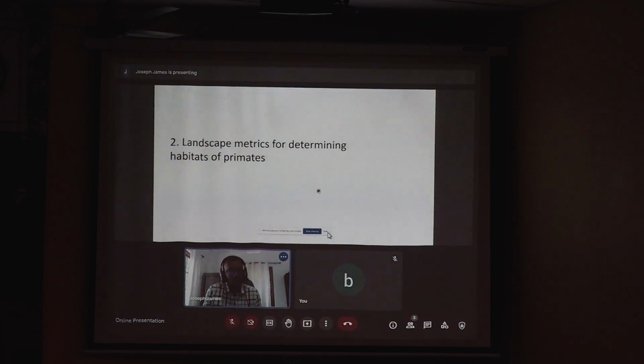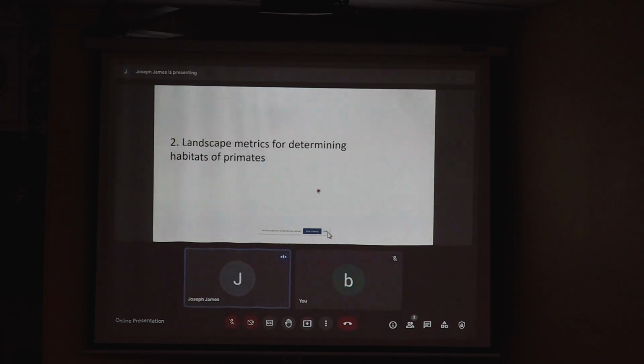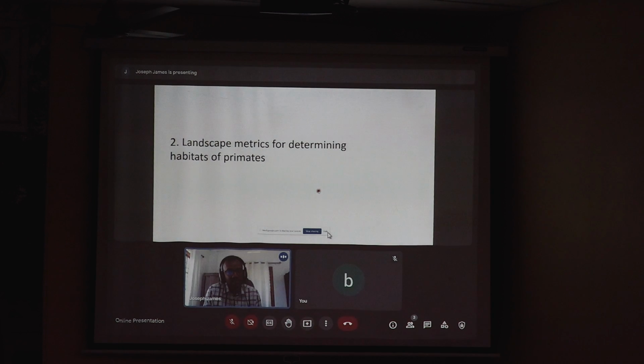One of the major factors which we could use for understanding species distributions is land use associations, as I mentioned previously. But the other major factor is landscape metrics. By landscape metrics, what I mean is the different parameters of a land use type.